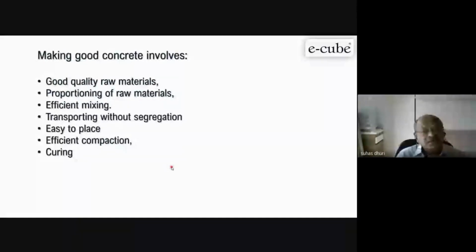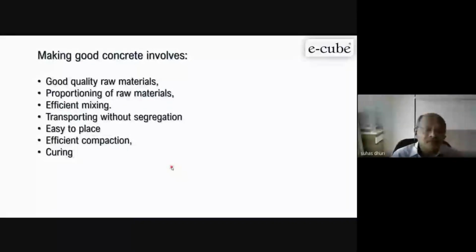Then transportation without segregation. Now, what is segregation? You must have some idea. So we'll go into detail on how segregation occurs, how to test for segregation, and how to judge the test. Those also will come in due course. And easy to place.